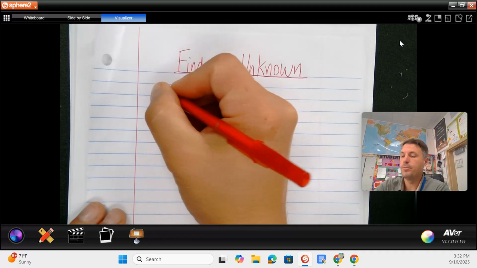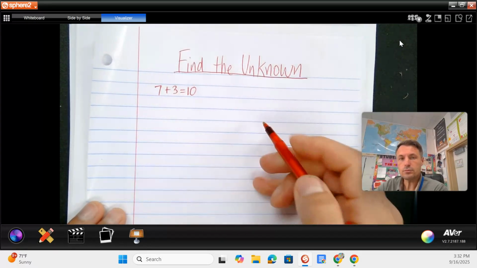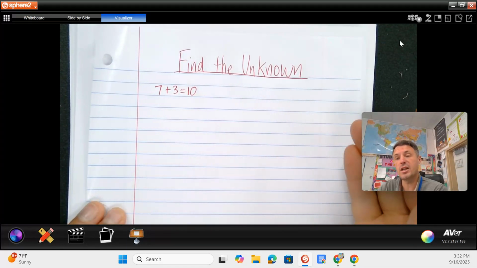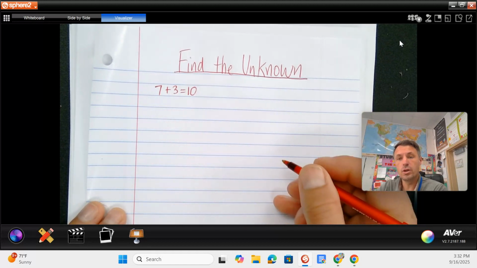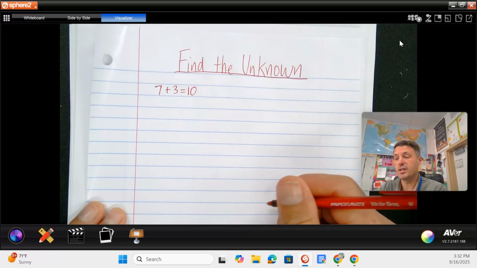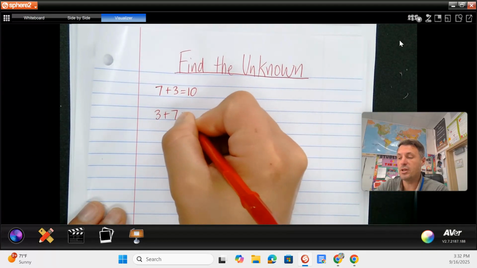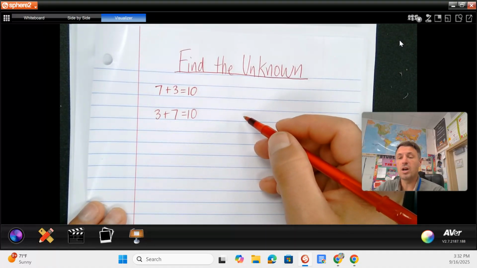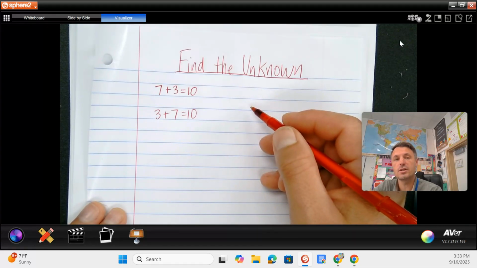So here's an example. 7 plus 3 equals 10. So we have 3 numbers there, 7, 3, and 10. And we have those 3 numbers together in an addition sentence. Well, if it's true that 7 plus 3 equals 10, we can also make another addition sentence, because it's also true that 3 plus 7 equals 10. And you already know that. That's the commutative property, that you can change the order of numbers being added and it doesn't change the sum.